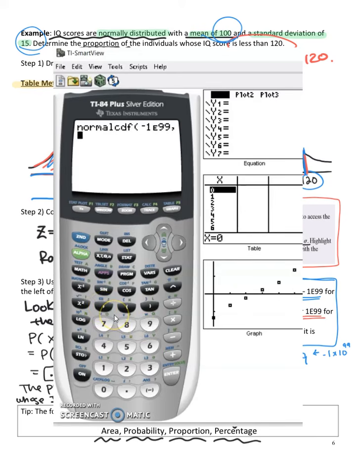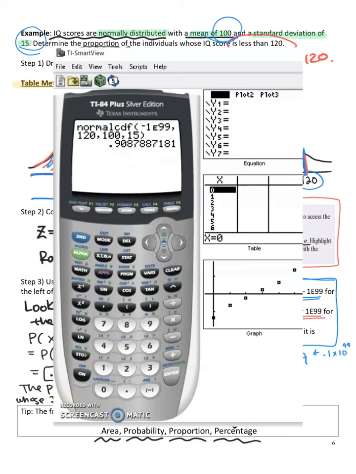Again, if you have a fancy calculator, you don't type comma, you just go down to upper and type your value there. The upper value is 120, comma, and then mu, that's 100. And the last one is 15, the value of sigma. You close the parentheses and you press enter. All right, so you get 0.9088. Let's round to 4 decimal places.